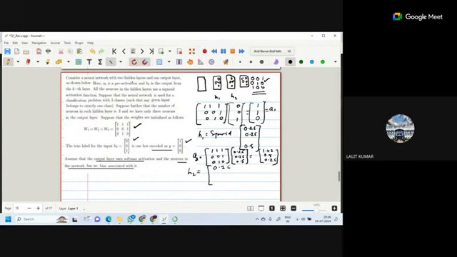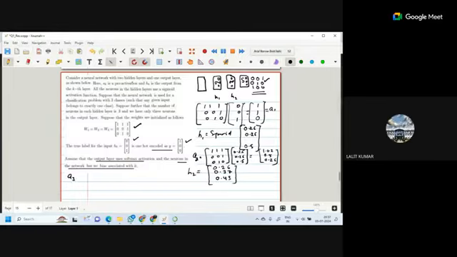0.5. Can you give me the sigmoid of 0.5? It's 0.377, so you can take 0.38. And for 0.26, it would be 0.43. So this is your H2.